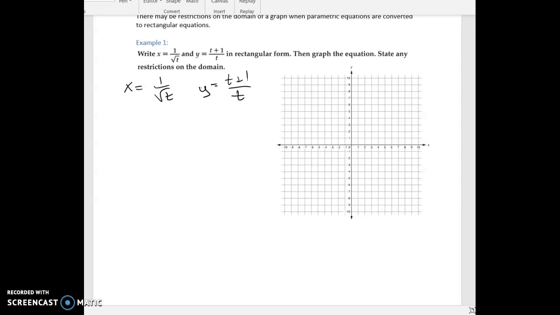In the first equation, I'm going to multiply by the square root of t. Then the square root of t equals 1 over x, and we'll square both sides, and I get t equals 1 over x squared.